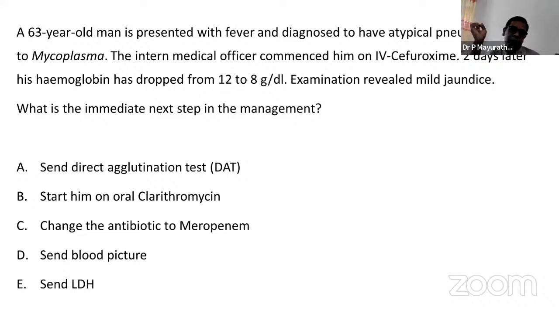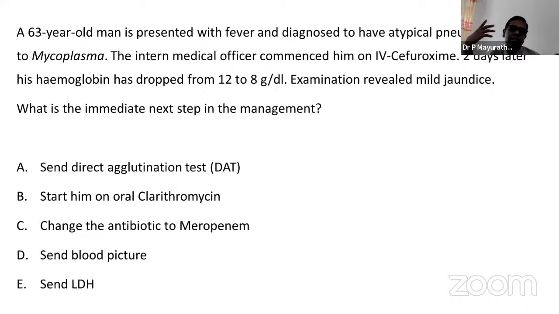So that is the question. Here, a few answers are correct. Say, for example, sending the DAT, the direct agglutination test or direct Coombs test, that is also correct. And starting an appropriate antibiotic to cover the atypical organism, that is clarithromycin, that is also correct. And sending a blood picture to see any evidence of hemolysis, very basic investigation, that's correct. And sending LDH, so all are correct. Four answers are correct; no need to shift to the mirror panel. So that is the inappropriate answer.